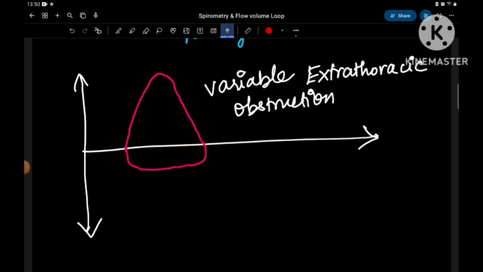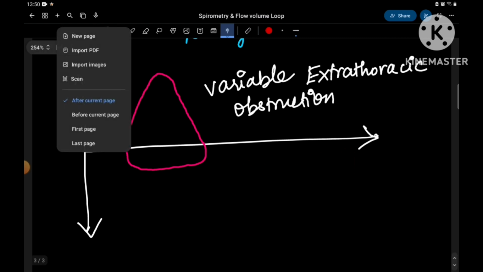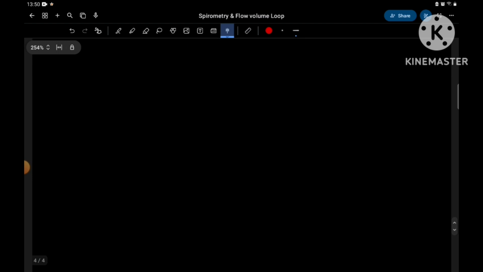So what does that mean? As we know, what contributes mainly to inspiration is the external intercostal muscles, right? So which is affected here? It's the extrathoracic obstruction that occurs here. So next we are going to draw the next curve. See guys.